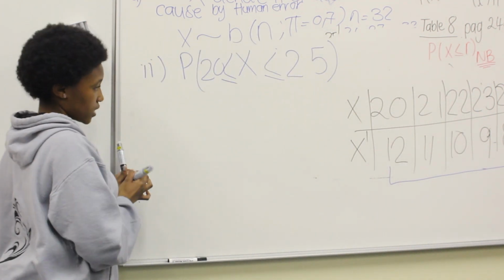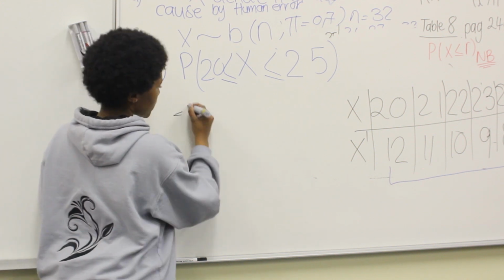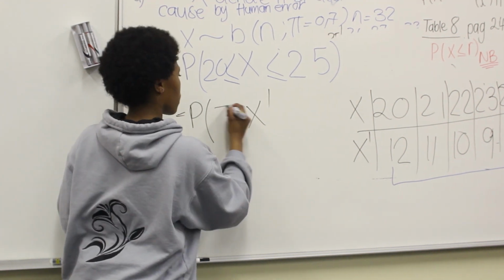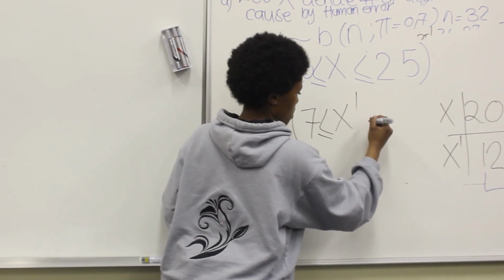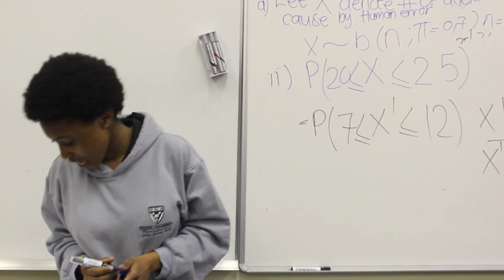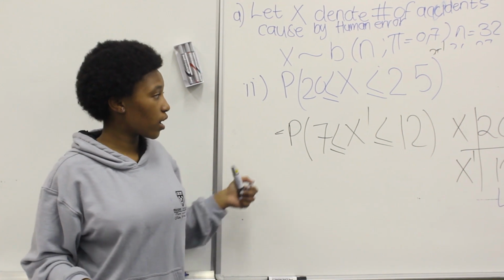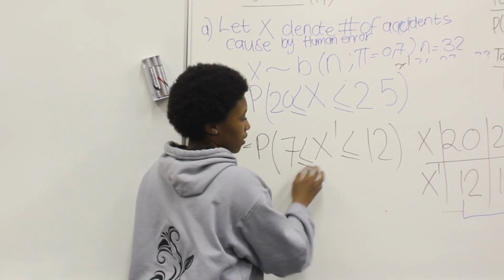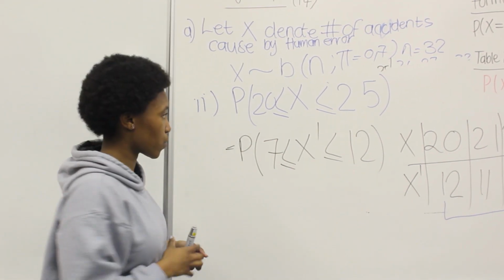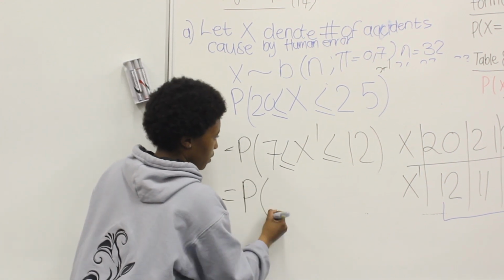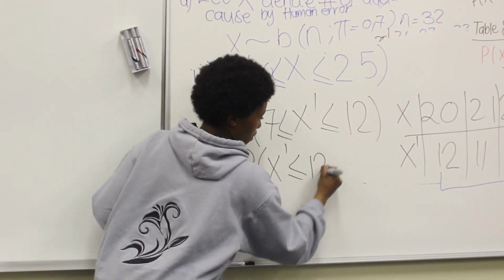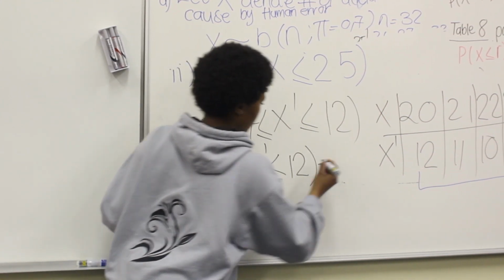So we're saying that the probability that x prime is more than or equal to 7 and less than or equal to 12, right? And then we're going to use the table. But the table doesn't give us a region of area, sorry. So then we're going to have to convert this so it's easier for us to work with, right? So then we're going to look for the probability that x prime is less than or equal to 12, right? And then we're going to subtract.